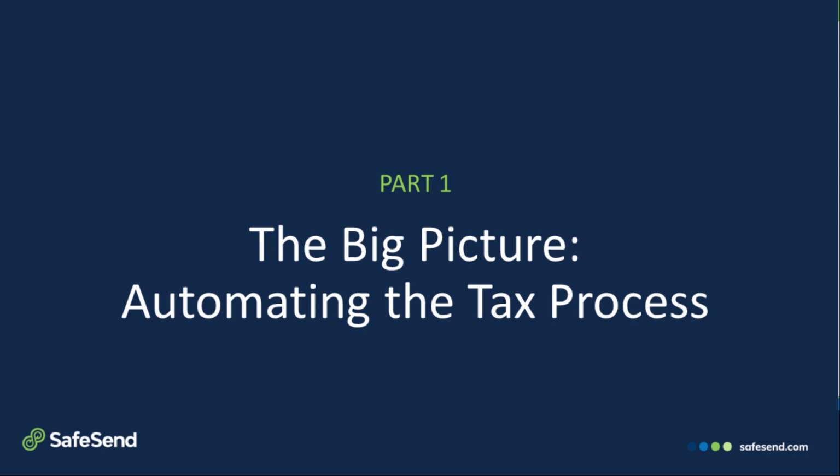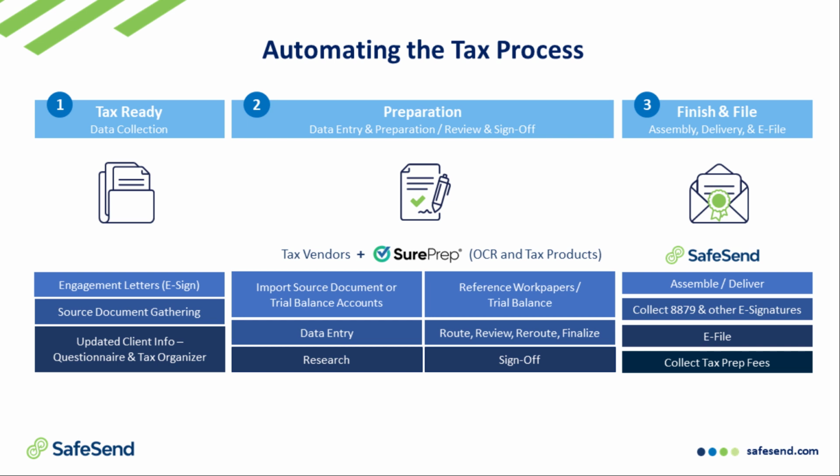So the big picture, automating the tax process. Let's jump in and level set what that means. We're specifically talking about the tax department, and in particular, the tax process around returns. That's a big life cycle. It's very seasonal. It happens throughout the year, from the first part of gathering the source documents, getting engagement letters signed, 7216s, and just getting all the data and the questions answered in the tax organizer, so that you can move to the middle section, which is preparation.